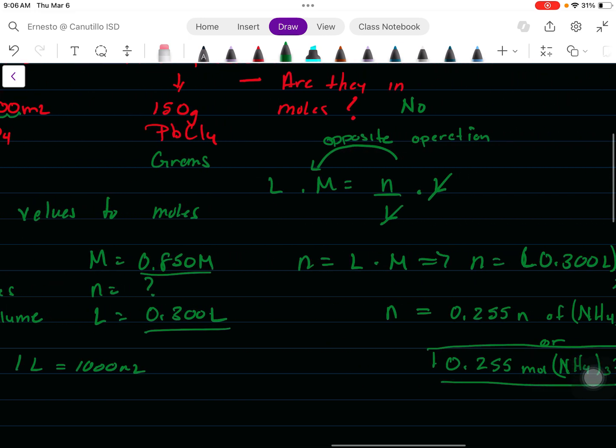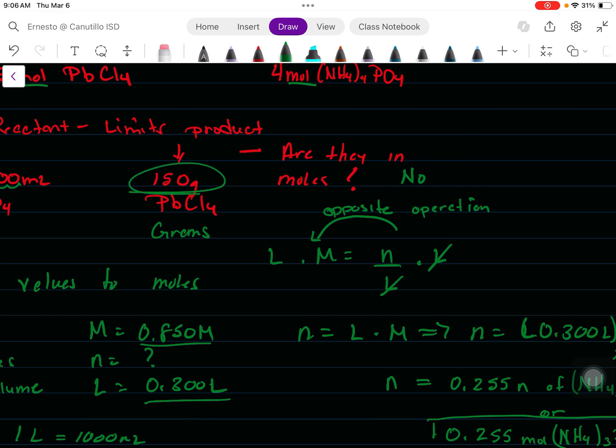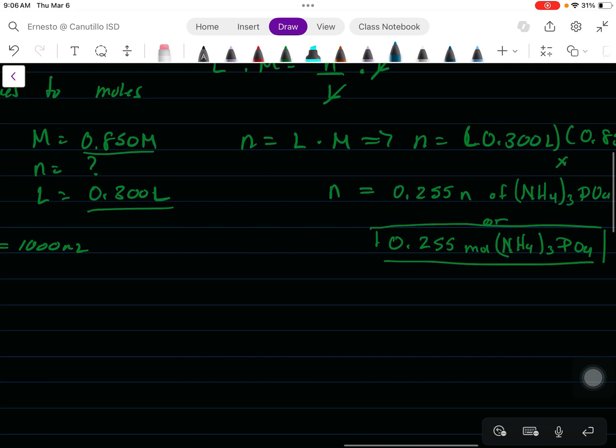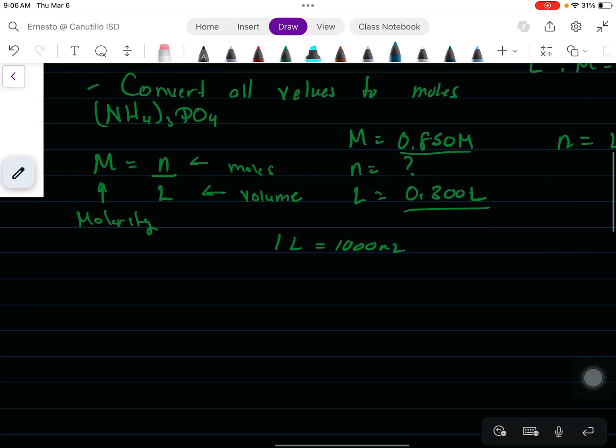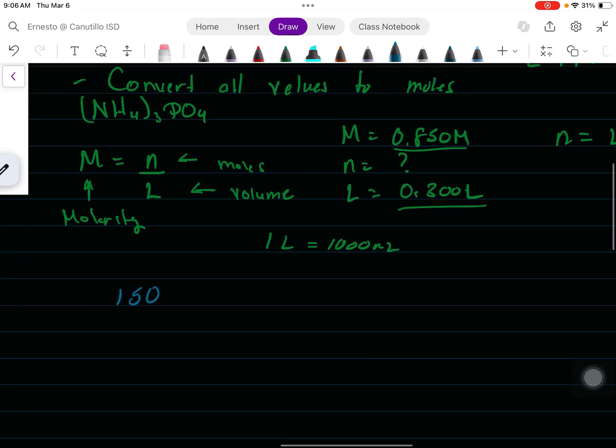Okay, the next one is 150 grams of lead 4 chloride. So I'm going to write that down here, 150 grams of lead 4 chloride. Now I can't use molarity here, because I don't have a solution. I can't use Avogadro's number because I'm not working with molecules or particles.